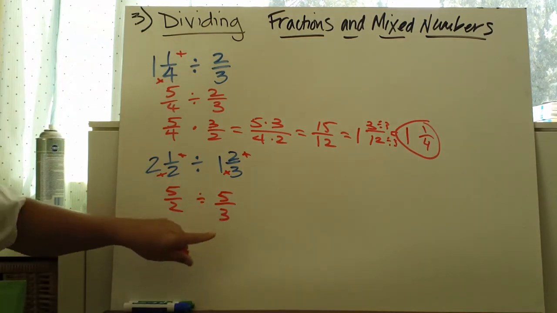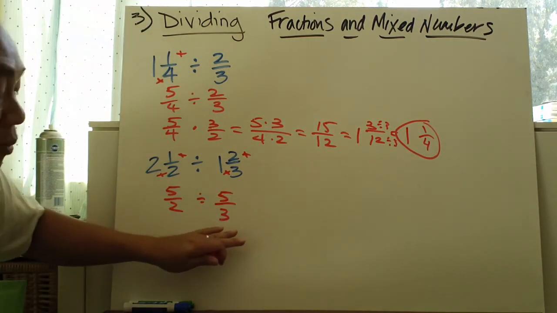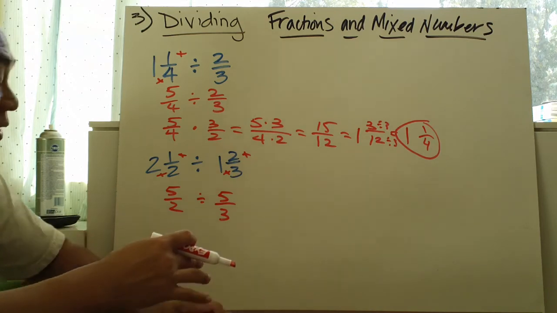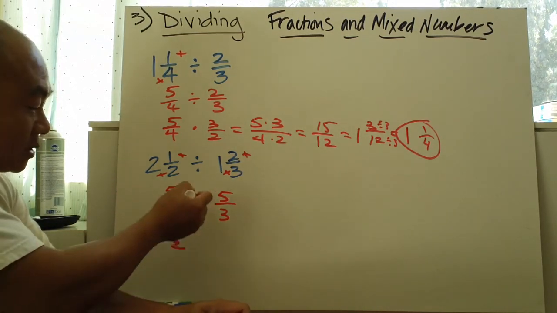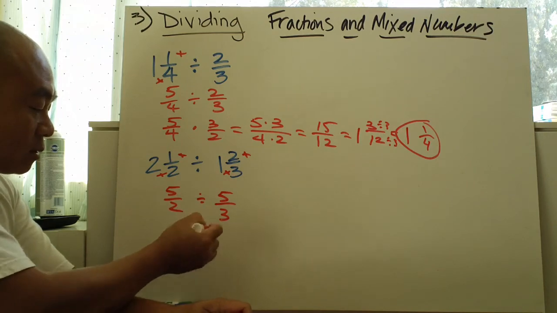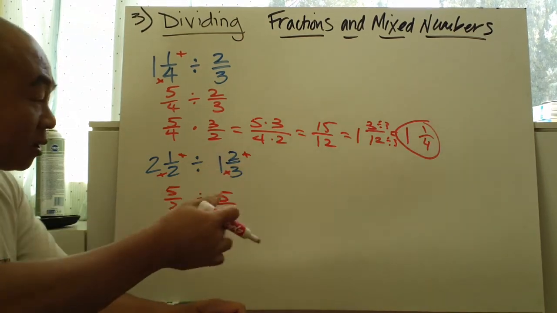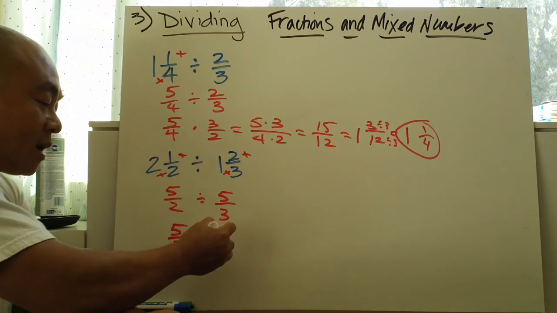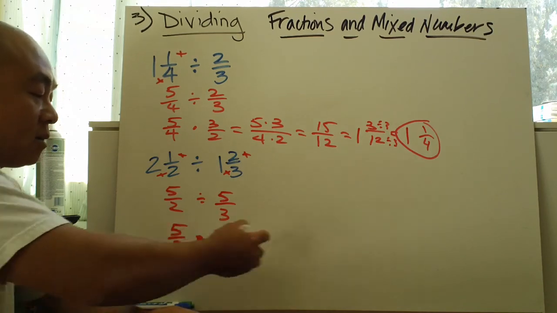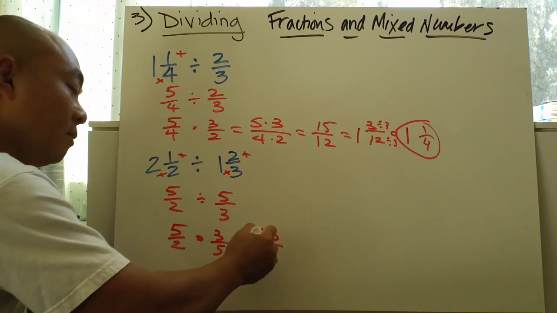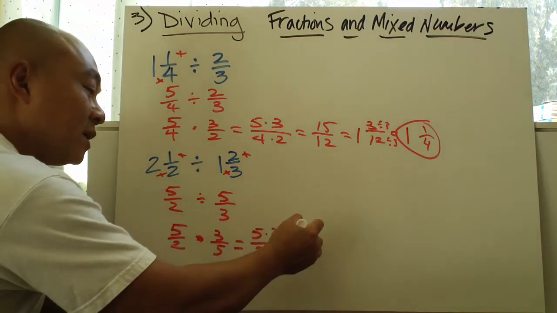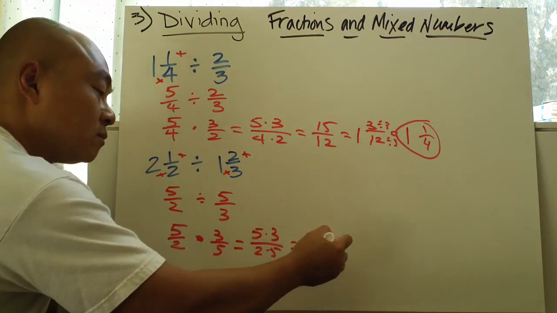Now again, that is now in proper format. Now you can go ahead and shift things around. So here, keep the same number in the front. That becomes a multiply. That is now your reciprocal of 5/3, which makes us 3 over 5. And then multiply straight across. So you have 5 times 3, 2 times 5. That gives us 15 over 10.